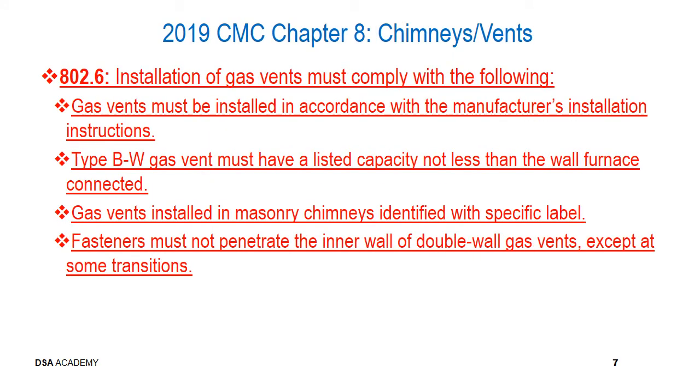In Chapter 8, dealing with chimneys and vents, there's a new section 802.6. The installation of gas vents must comply with the following. This is where these gas vent requirements are provided. Gas vents must be installed in accordance with the manufacturer's installation instructions. For type BW gas vents, those must have a listed capacity not less than the wall furnace to which they are connected. Gas vents that are installed in masonry chimneys must be identified with a very specific label. The fasteners that are used in these connections must not penetrate the inner wall for double wall gas vents, except at some transitions.